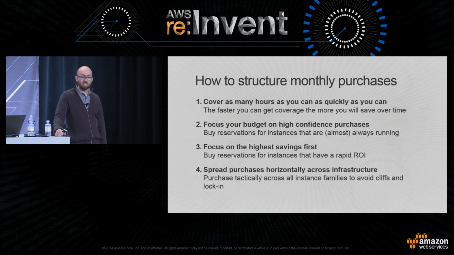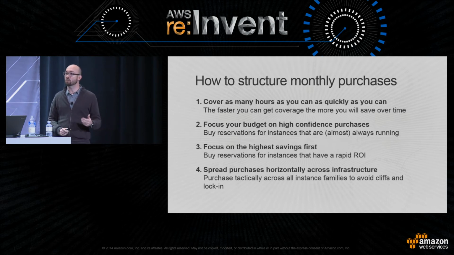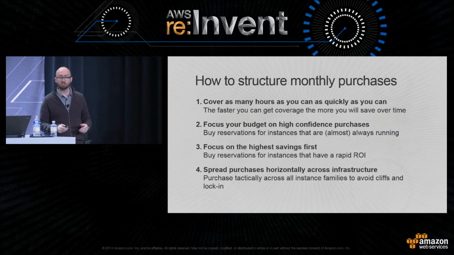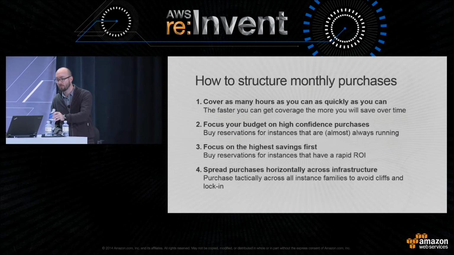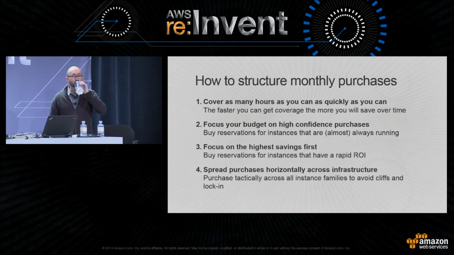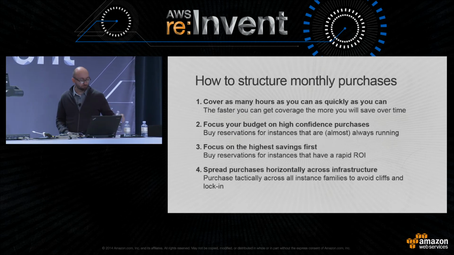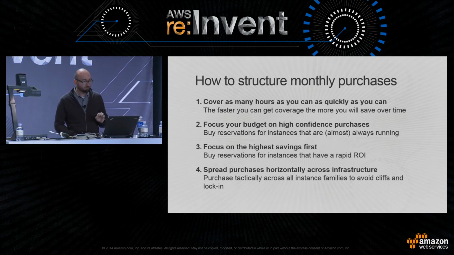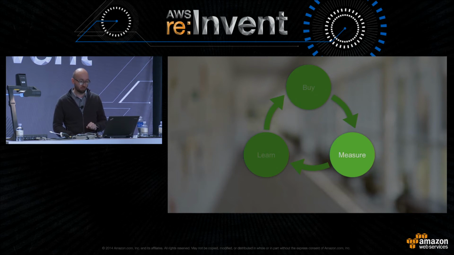So what we recommend you do is cycle through horizontally across your infrastructure and cover RI buys across a host of different instance families so that if your needs do change, you're not totally locked in on a certain class of reservation or a certain class of instance, and it de-risks a lot of those purchases. So that's how you're going to structure monthly buys. Let's look at the second step here, which is measurement.